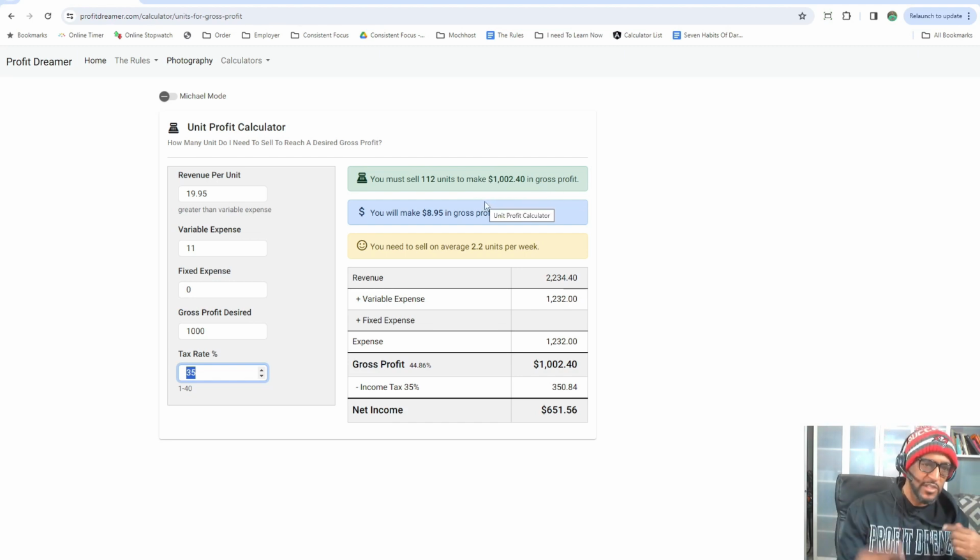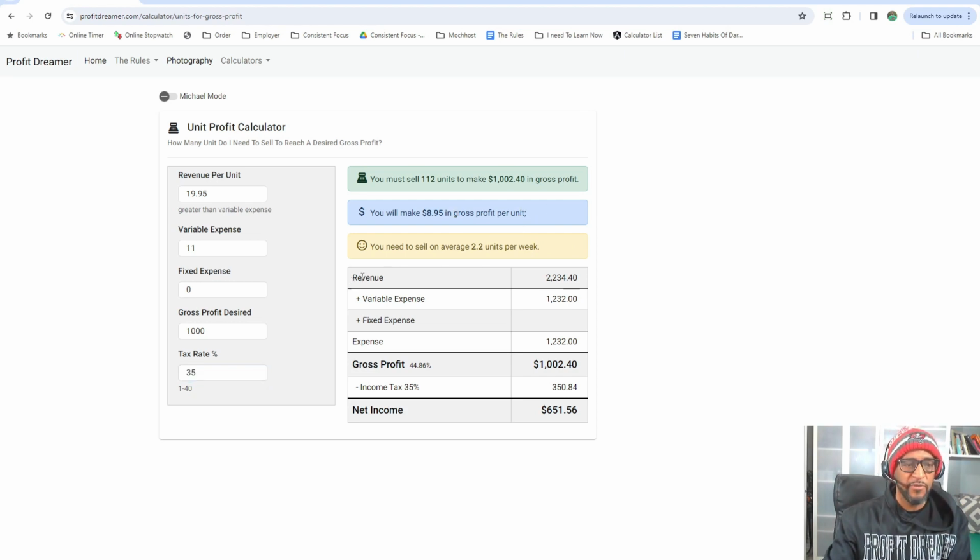I'm trying to understand what I need to do every week. And you see the yellow. I need to sell on average 2.2 units per week. And so I need to be focused on marketing to try to sell 2 t-shirts a week. So I need to be making videos about t-shirts. I need to be advertising about t-shirts. To make $1,000, I need to sell basically about 3 t-shirts a week, on average 2.2 units per week. And I will make $8.95 in gross profit.